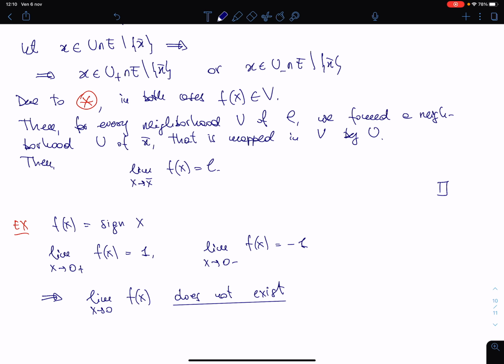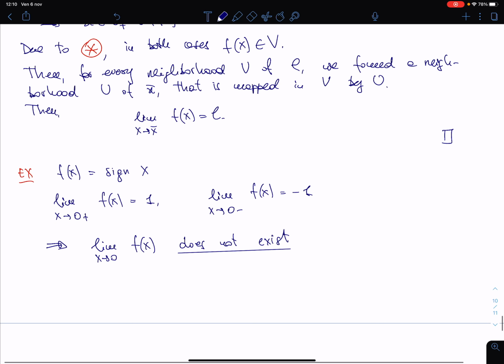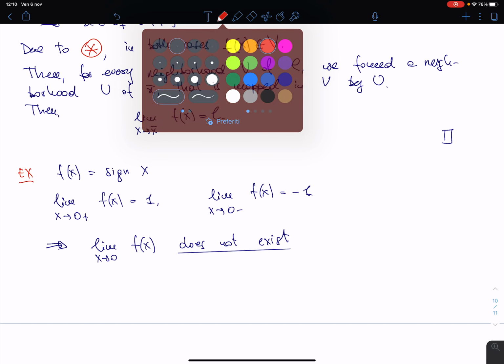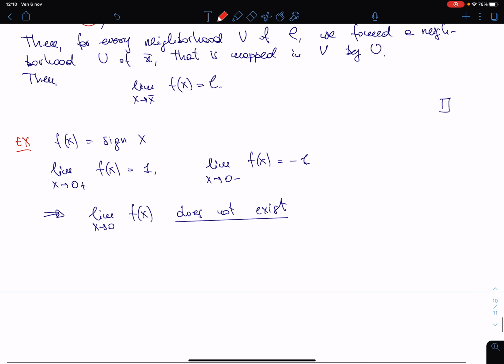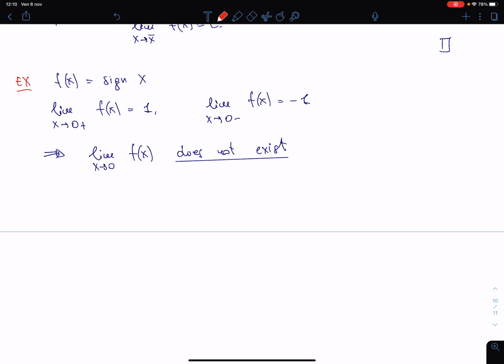This is our conclusion. And so from here, the next topic that is naturally introduced by left and right limits is the topic of discontinuity. Okay, so let me write here: discontinuity.